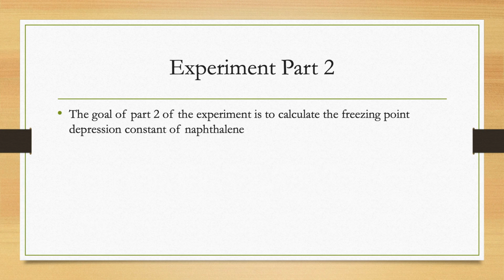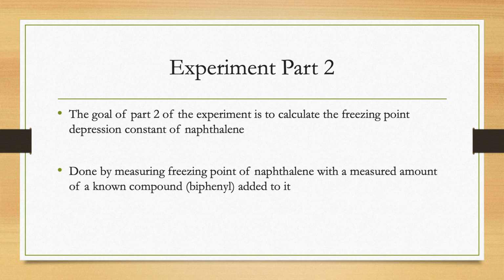Now, the second part of this experiment will have some calculations involved with it. Our goal is to find the freezing point depression constant for naphthalene in particular. So we're again going to do basically the same experiment, where we heat the naphthalene up until it melts and let it slowly cool down. We're going to observe the temperature over time and look for that sharp rise or plateau again to identify our freezing point. But this time, before we did that part of the experiment, we will have added a little bit of biphenyl as our known compound to our naphthalene.